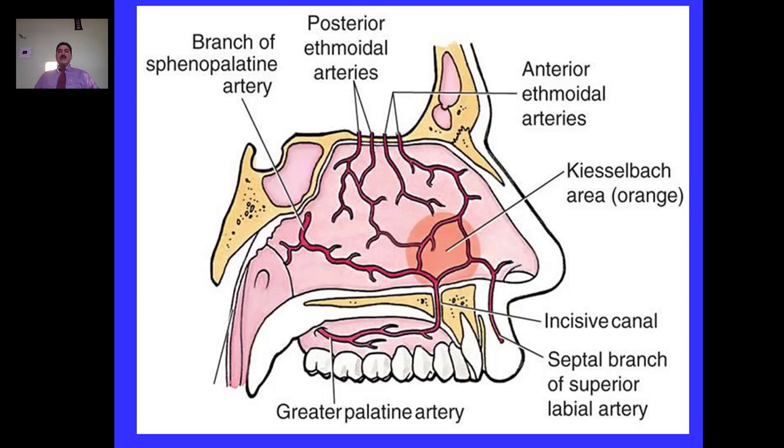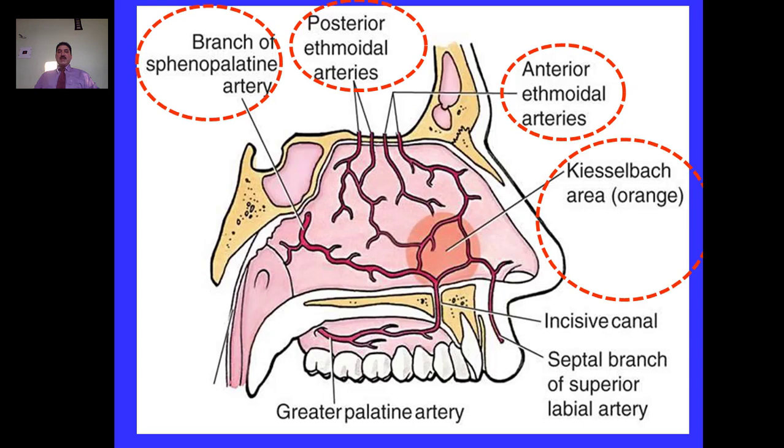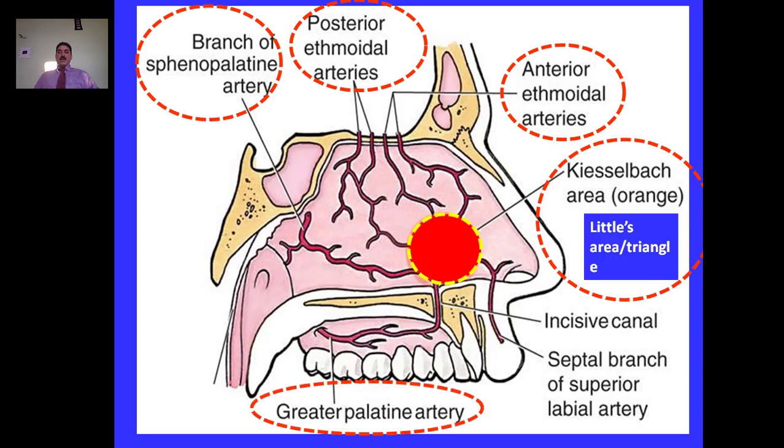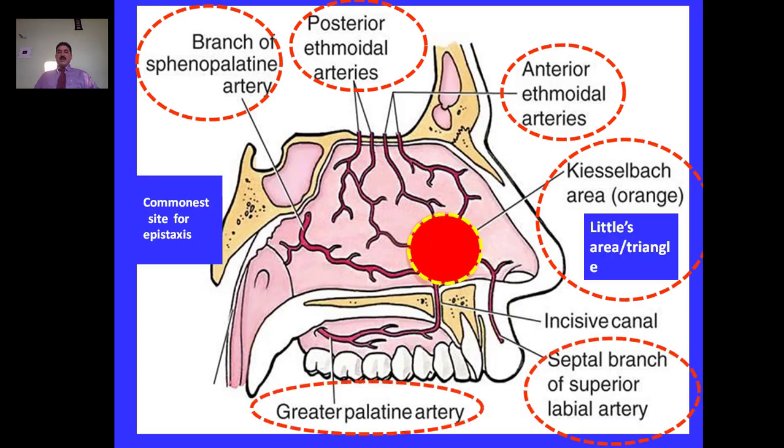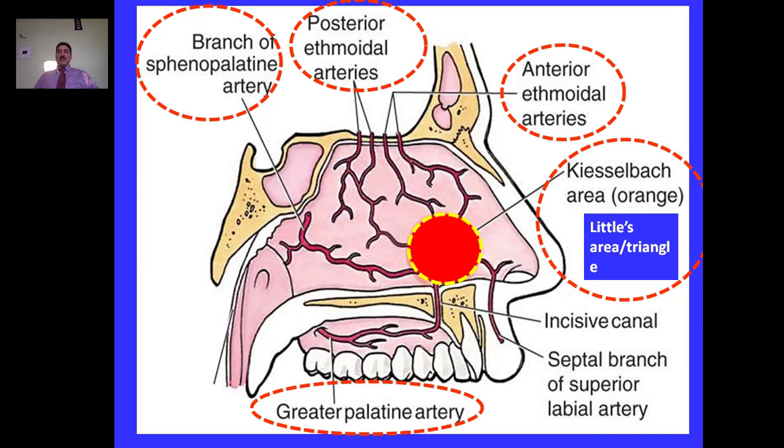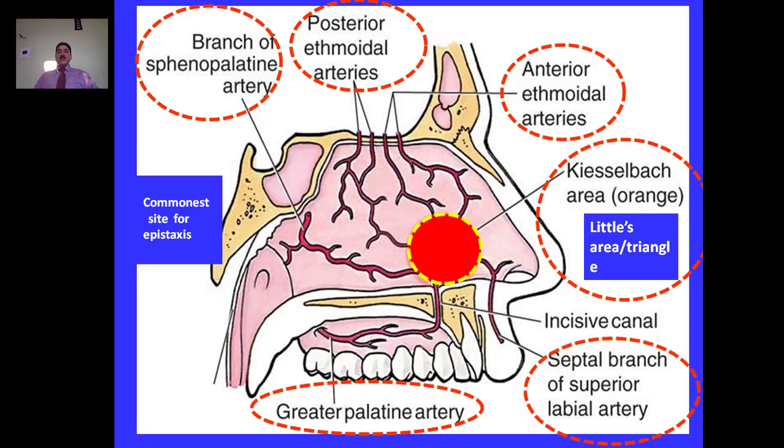So we again repeat the arterial supply of the nasal septum: anterior ethmoidal arteries and posterior ethmoidal arteries, which are branches from the ophthalmic artery. It is also supplied by the sphenopalatine artery, greater palatine artery, and septal branch of the superior labial artery. The latter three are branches from the external carotid artery. Now, these arteries anastomose in the anterior inferior quadrant of the septum to form an arterial plexus called Kiesselbach's area, or Little's area, or Little's triangle, and it is the commonest site for epistaxis.